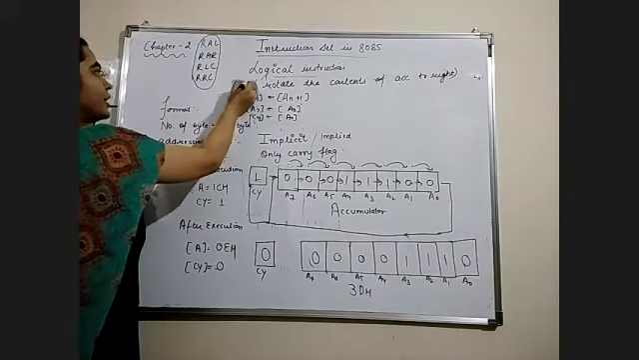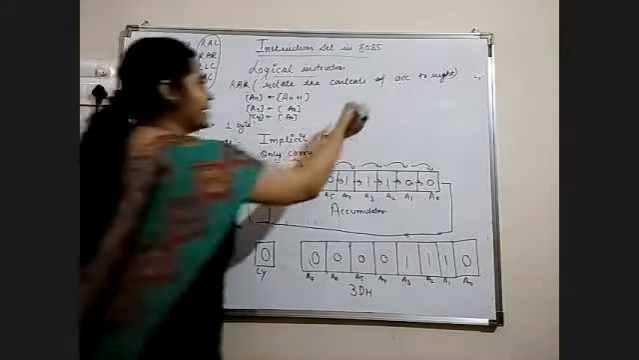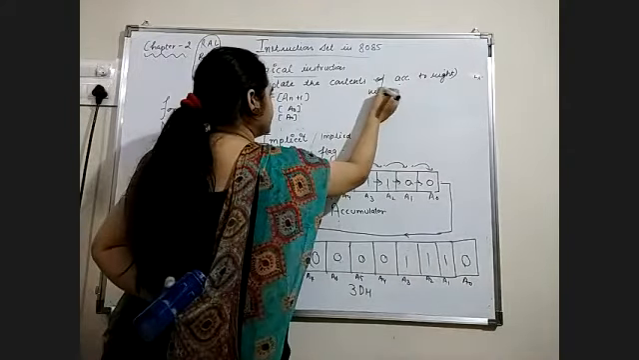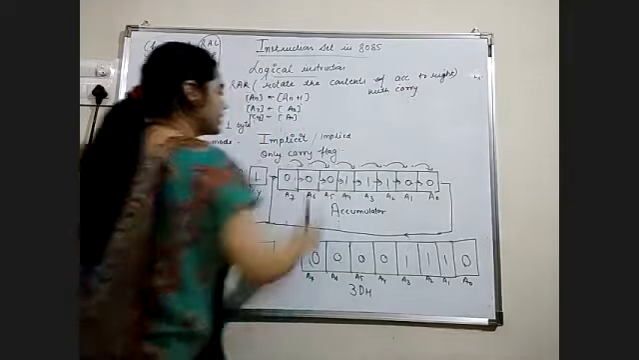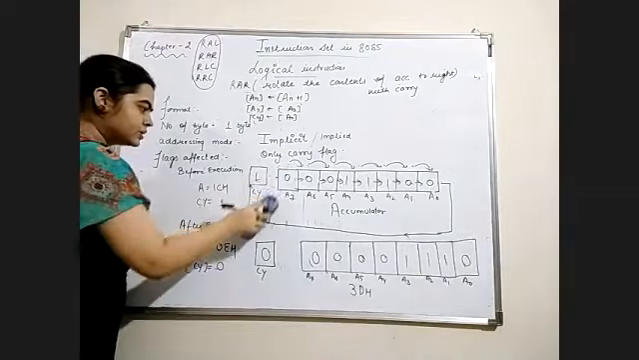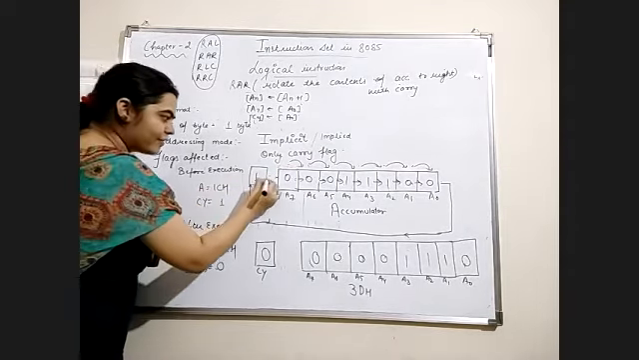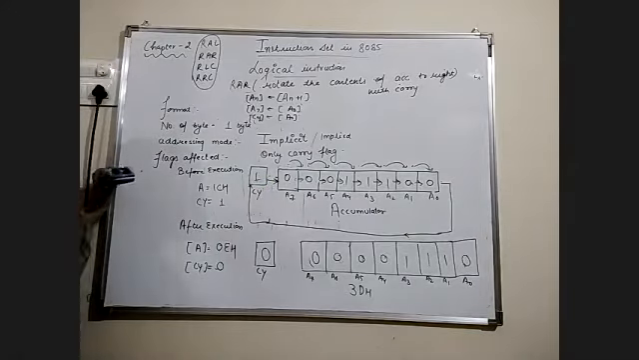So RAR means rotate the contents of the accumulator to the right side with carry. In this case, we are also including the carry flag. That means the value of A0 will go into the carry flag, while the value of the carry flag will go into A7. So this is the meaning of this instruction.